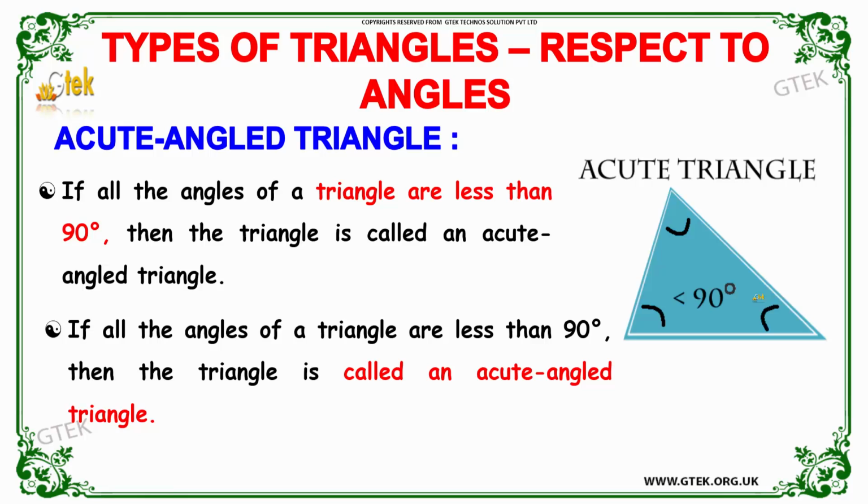Next we are going to discuss about acute-angled triangle. If the angles of a triangle are less than 90 degrees, then the triangle is said to be an acute-angled triangle. If all the angles are less than 90 degrees, then the triangle is said to have acute angles and hence it is an acute angle triangle.